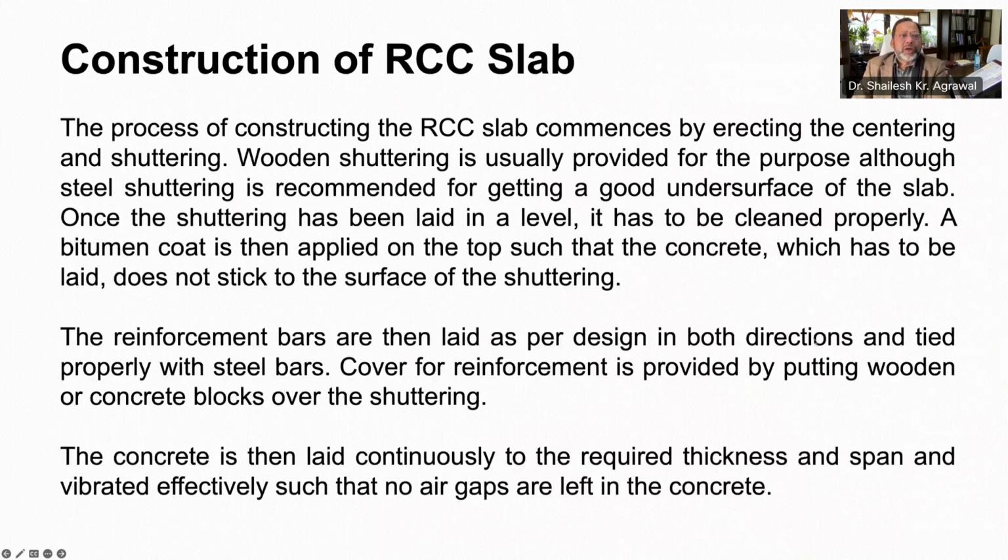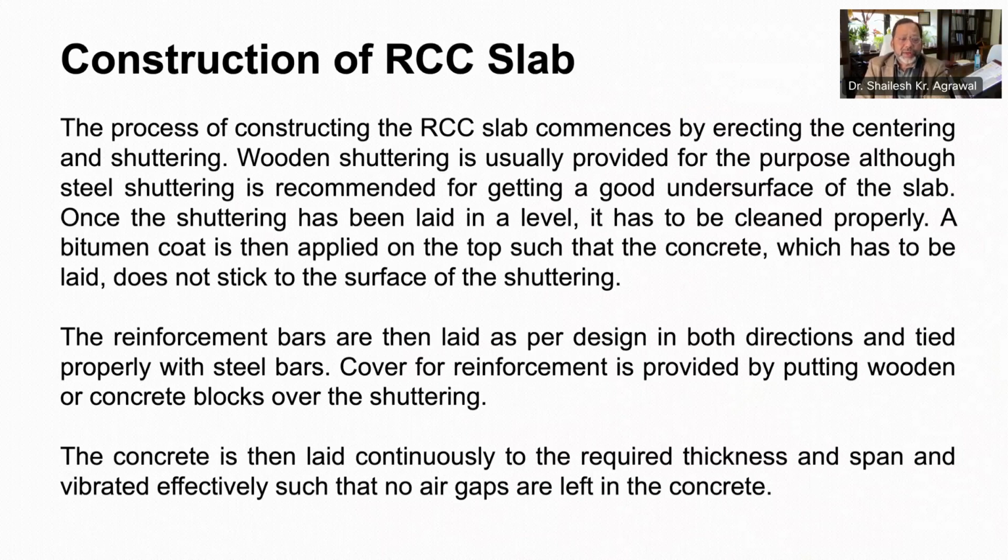Let me also tell you about how to construct RCC slab. The process of constructing RCC slab starts by erecting the centering and shuttering first. Normally, wooden planks and wooden bullies are used for shuttering and centering. However, steel shuttering is recommended and preferred for getting a good undersurface of your floor slab. Once the shuttering is laid in a level, it has to be cleaned properly, and then a bitumen coat is applied on the top of it so that once the concrete is laid, it does not stick to the surface of shuttering while stripping the shuttering.